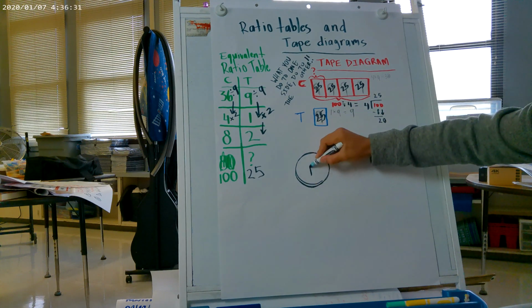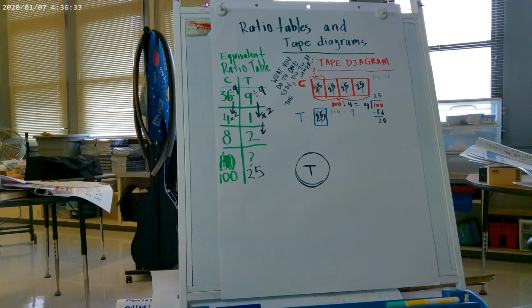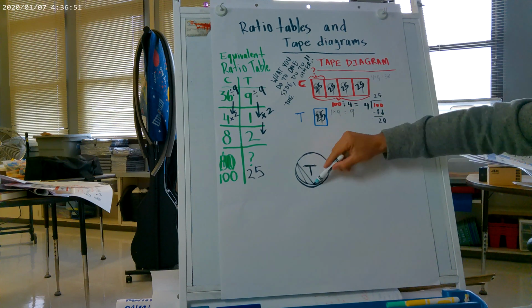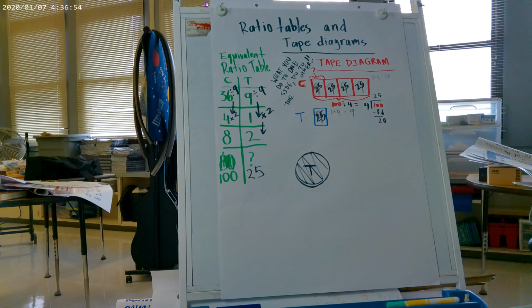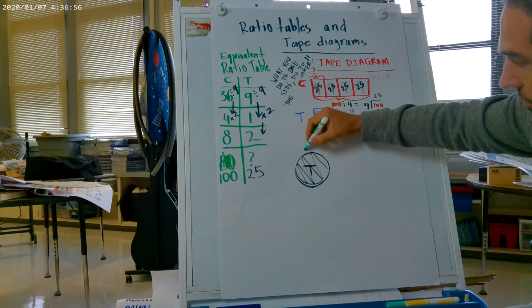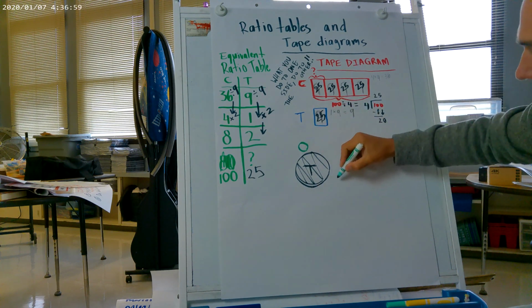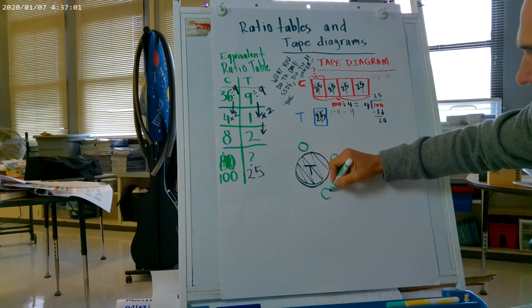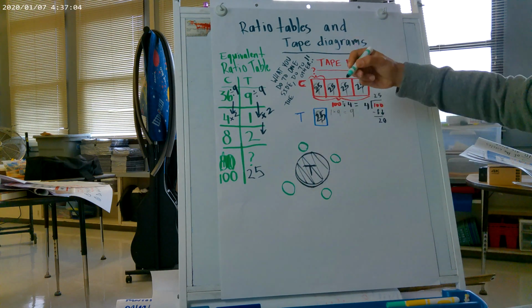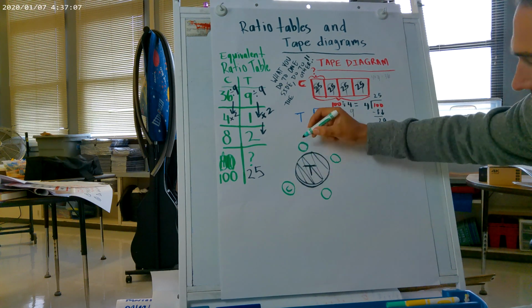So we have our table. If we have one table, how many chairs are we going to have around that table? If our ratio is for every 1 table, we have 4 chairs, how many chairs? 4. So then we have 1, 2, 3, 4. And we'll just put that these are chairs.